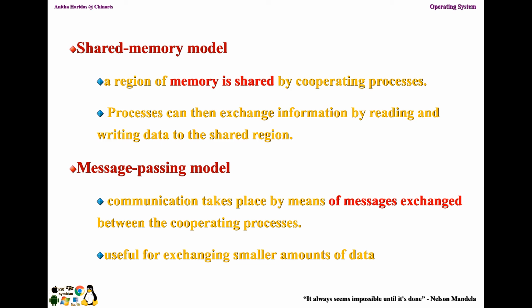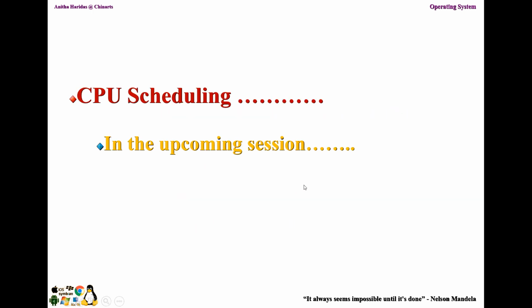Okay, and as I told you, whenever we have a smaller amount of data being exchanged, we can make use of the message passing model. Whenever we have a large amount of data to be exchanged, we use the shared memory model, right? So that's it about inter-process communication.